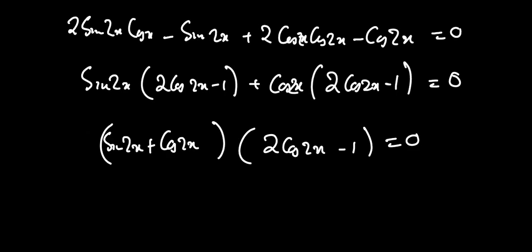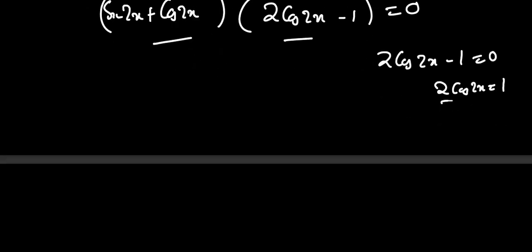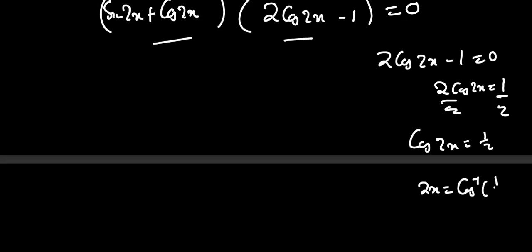Then here, we can solve each one of them, equate them to 0. 2 cos 2x minus 1 is equal to 0. 2 cos 2x is equal to 1. So cos 2x is equal to 1 over 2. So 2x is equal to cos inverse of half.